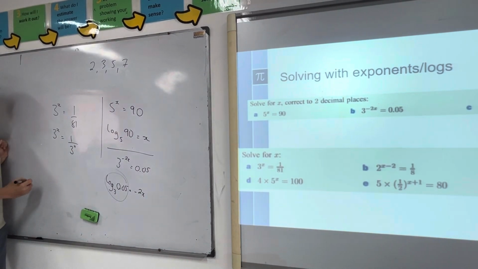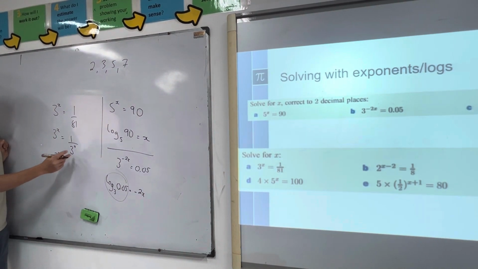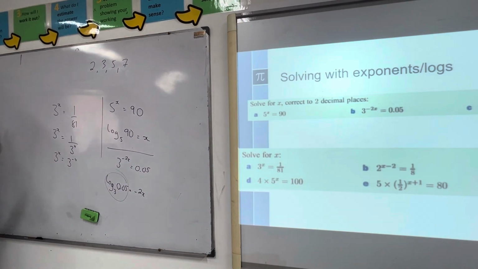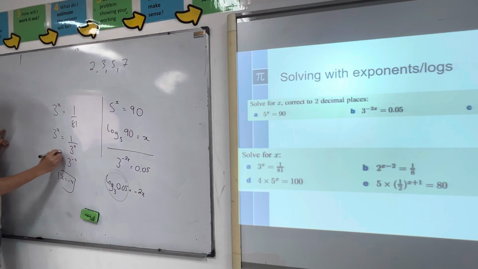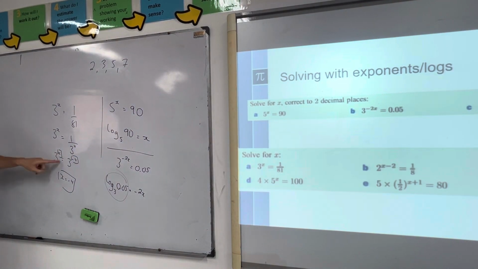Okay, what's my next step? I don't like the fraction, so I use my rules of indices. I know a fraction can be rewritten with a minus 4. 1 over 3 to the 4 is 3 to the minus 4, and then x is just minus 4. So this is an equivalent statement, so we can just ignore the bases to finish, and say that this must equal this. Let's do another one.